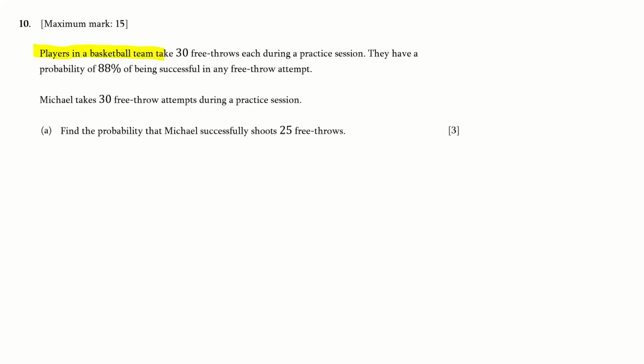Players in a basketball team take 33 throws each during a practice session. They have a probability of 88% of being successful in any free throw attempt. Michael takes 30 free throw attempts during a practice session. Find the probability that Michael successfully shoots 25 free throws.